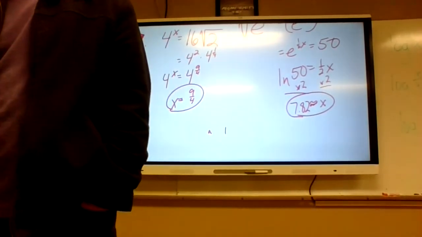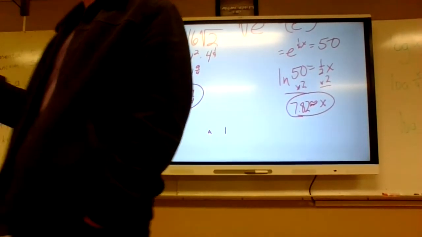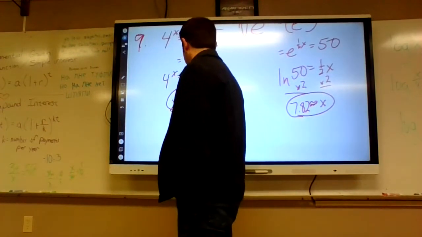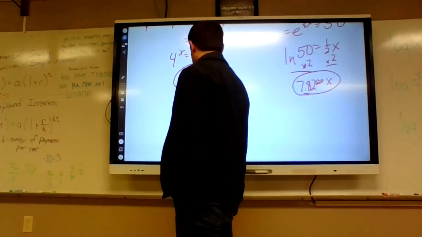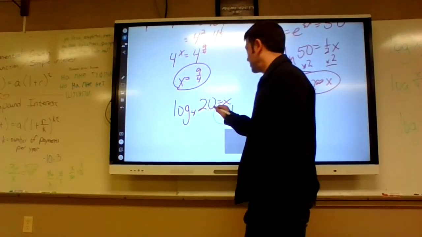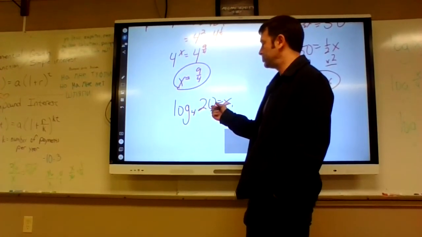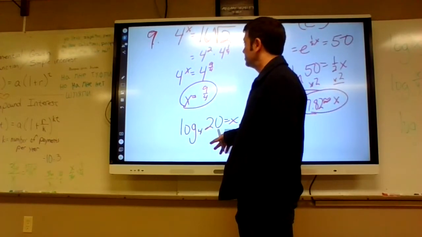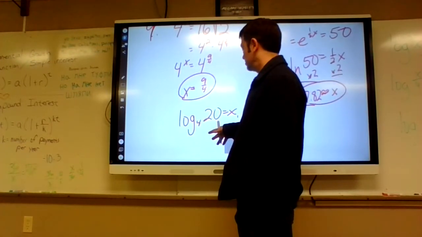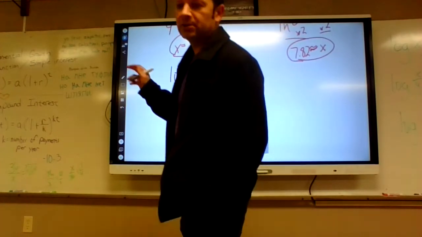So like 9b is log base 4 of 20 equals x. Yeah, just like the other section. So 20 is not a power of 4, is it? 2.16? I don't know. That's what I got. 2.16.